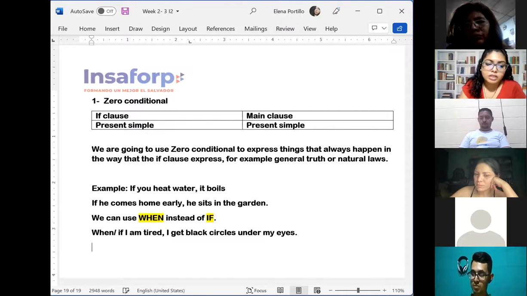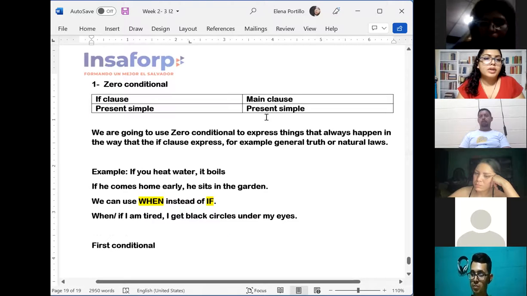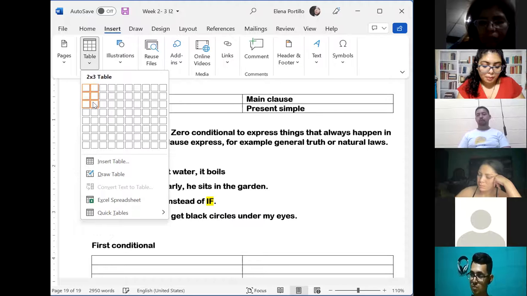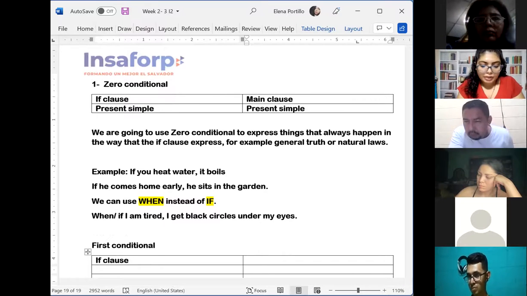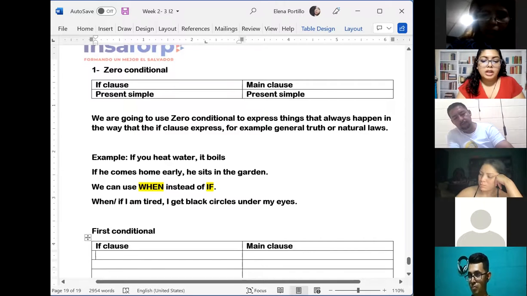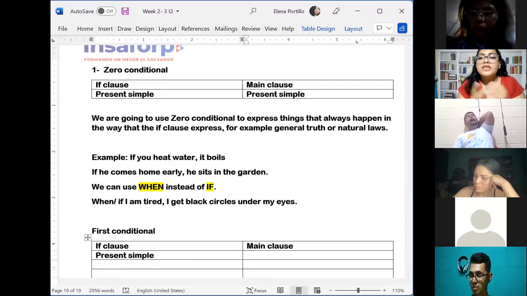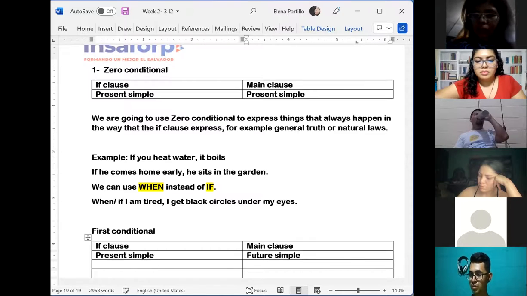And we have, again, the first conditional. In this case, we learned something about the first conditional in the previous part, but we are going to divide it like the zero conditional. So we have the first conditional, and we are going to see again the structure. Here we have the if clause and we have the main clause. So remember, we are going to use the present simple for the if clause. And for the main clause, it is saying future simple, that you know is the use of will.